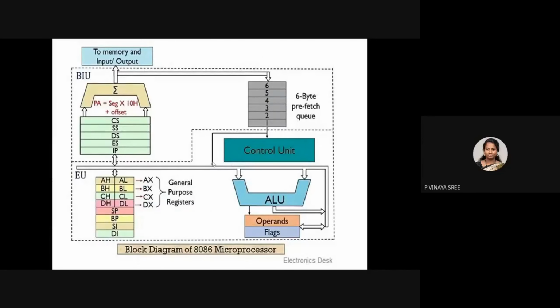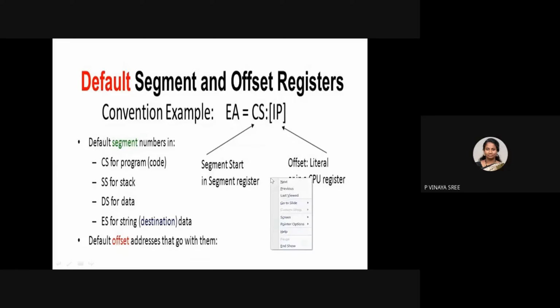So last class we discussed the architecture of the BIU and EU. The BIU is for fetching an instruction, and the EU is for decoding as well as executing. Okay. So now let me start with calculating a physical address.